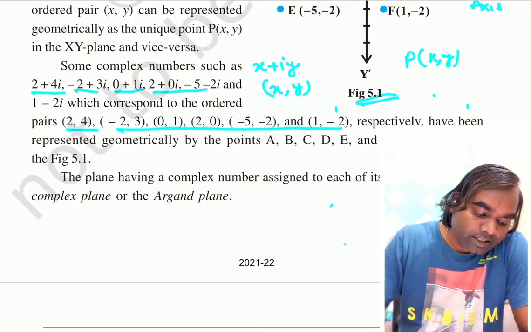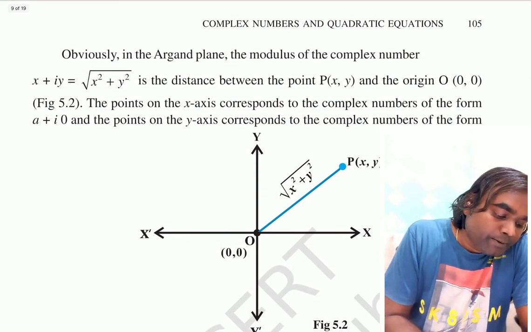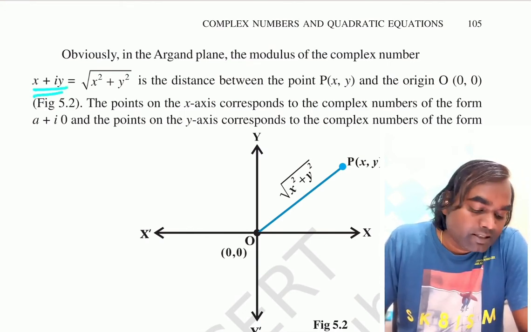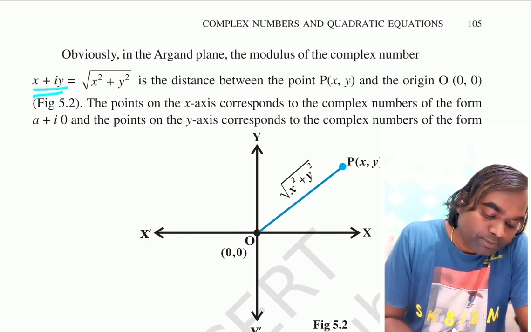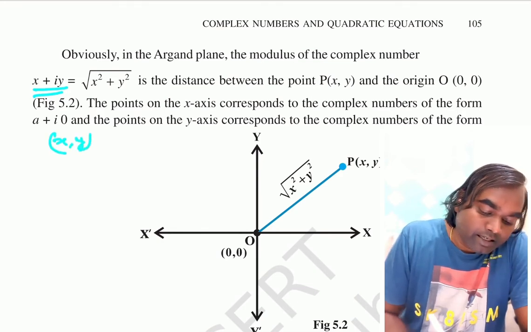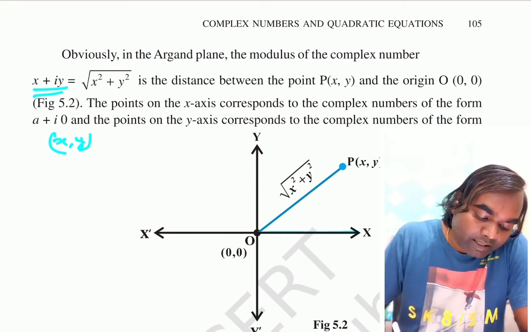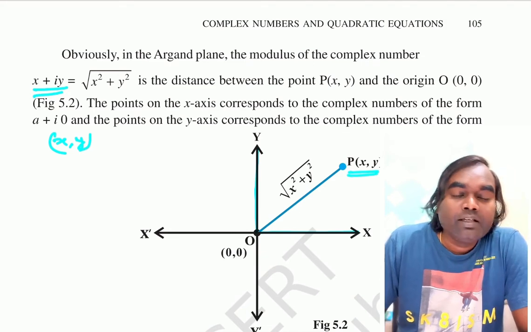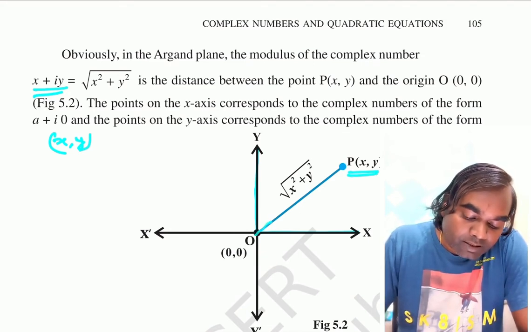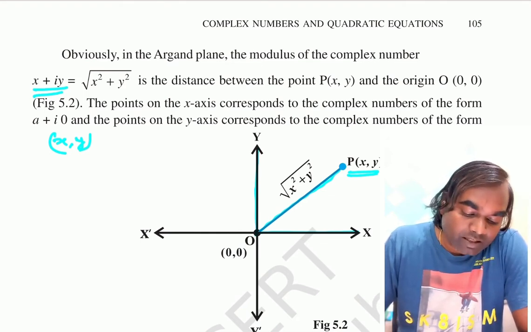So let us discuss this in detail. Suppose you want to represent x plus iy in the complex plane. Firstly, you write this complex number in terms of the ordered pair x, y, and you measure the x value on the real axis and the y value on the y axis. Where these meet will represent the point P, and this distance OP is given by the modulus of this complex number, that means square root of x square plus y square.